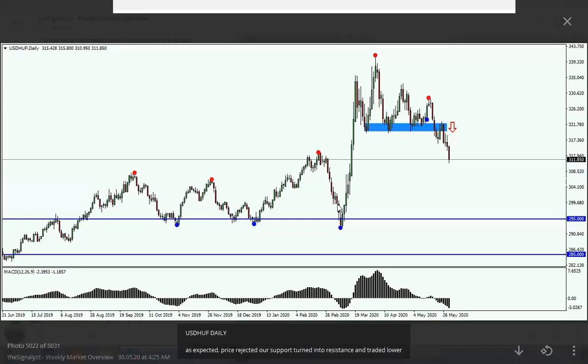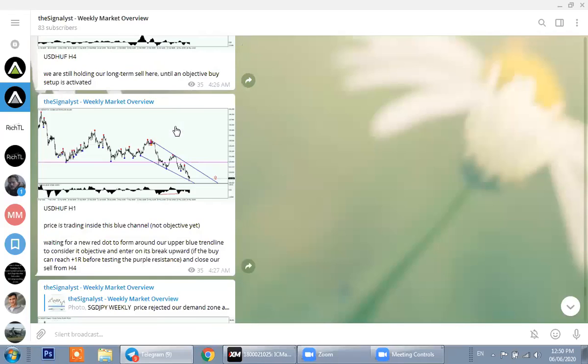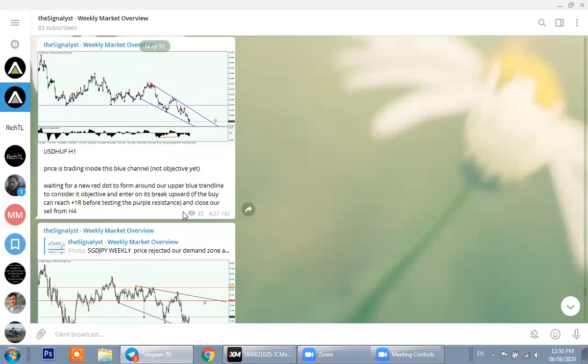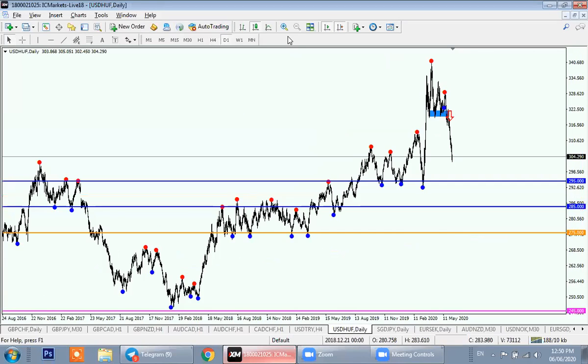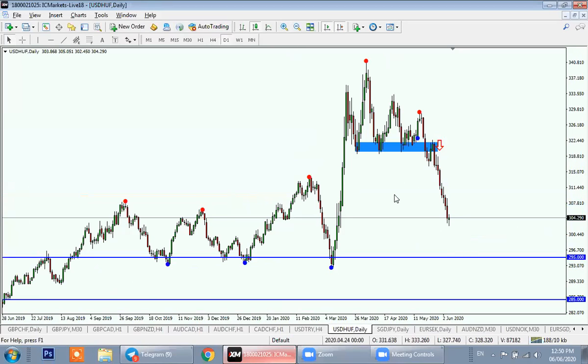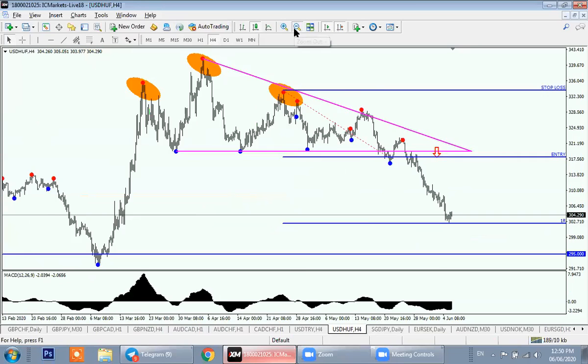On USD HUF, price as expected last week tested our previous minor resistance and traded lower. We are holding a long-term sell for those who entered, and we'll keep holding our sell until an objective buy is activated. So let's check it out. Here we go. Price is still making lower lows and pushing lower aggressively. Here's our view from H4.